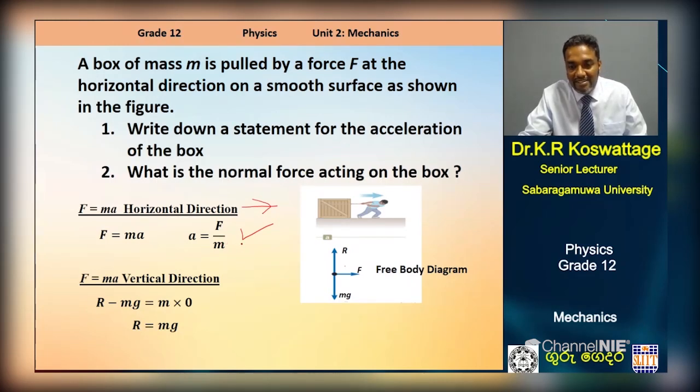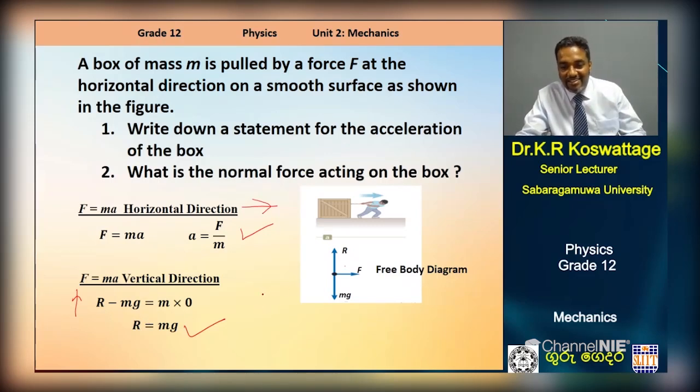What is the normal force acting here? If you draw the free body diagram, this is an object of mass M, and the force is available in this direction. We can say this is the horizontal direction, or the x direction, and then we have the vertical direction, the y direction. In the case of the y direction, there is no acceleration, of course no motion. Then we can say the forces in this direction, R minus mg, is equal to 0, and then R is equal to mg. So it's very easy.